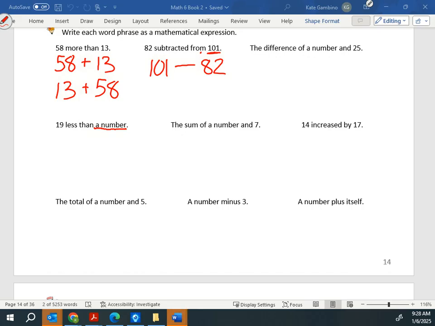I don't know what number to put. Do I randomly pick a number? Can I say 19 less than 5? What do I do when it says a number? Emma? You put your variable, you put the letter. So whenever we see a number, you're going to change that a number to a variable like X or N for number. It doesn't matter which letter you use, but you put a letter in there instead of the number because we don't know what the number is.